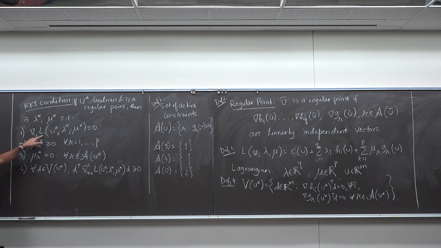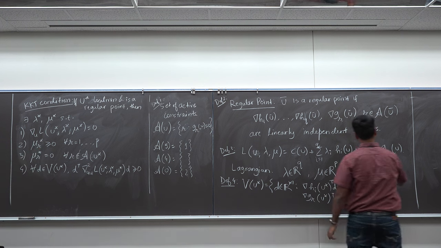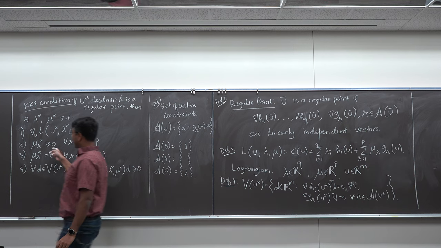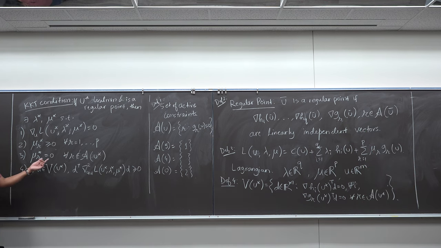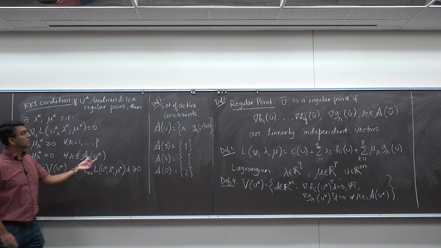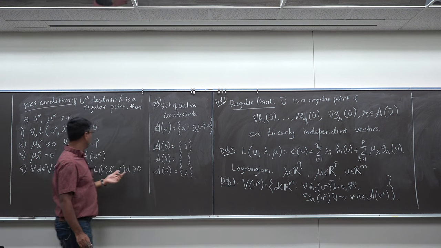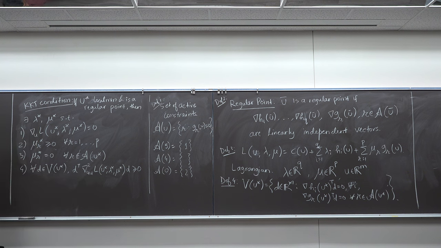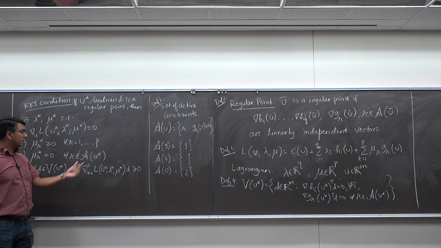So the first derivative of the Lagrangian is 0. The Lagrange multipliers corresponding to the inequality constraints, remember this mu r is multiplied to g r, are non-negative. The multipliers corresponding to inactive inequality constraints are equal to 0. So these are constraints that are inactive. Remember, this is the set of active constraints. So r is not in the set of active constraints, which means r is inactive. In other words, g r of u star is strictly less than 0.